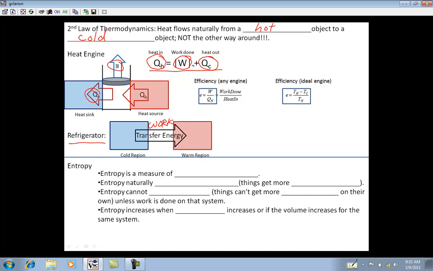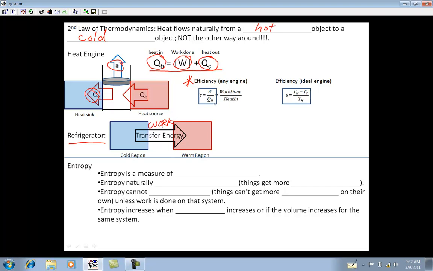Now, the efficiency equations. This is the efficiency equation for any engine. It essentially says that the efficiency is equal to the work done divided by the heat in. So if it's completely efficient, which is impossible, this value would be equal to 1.